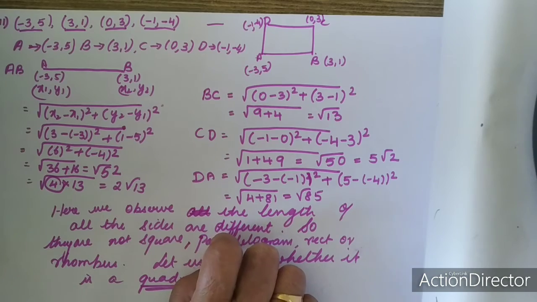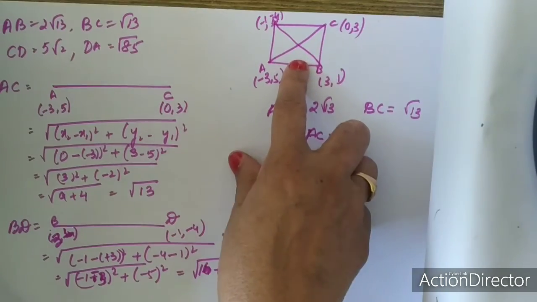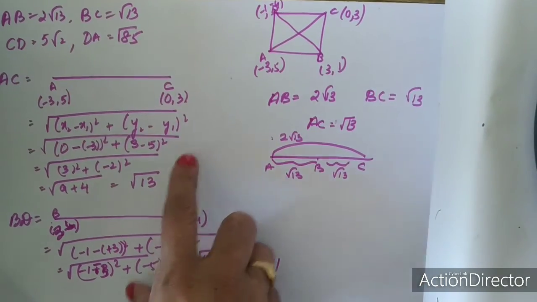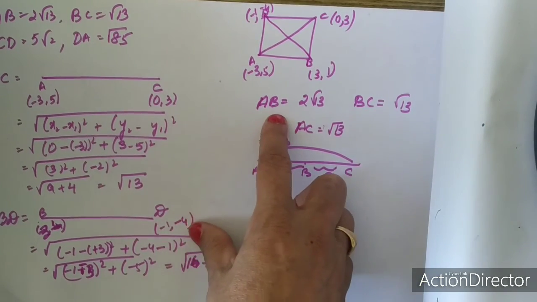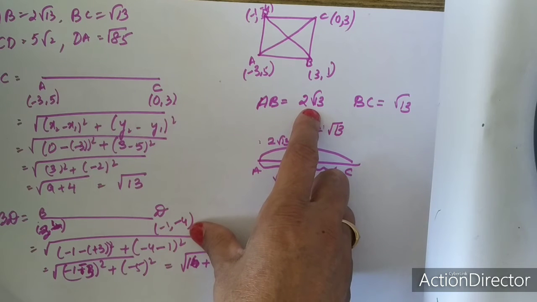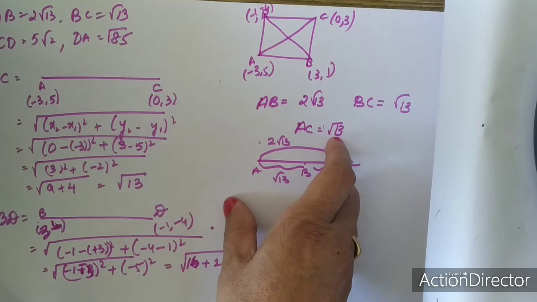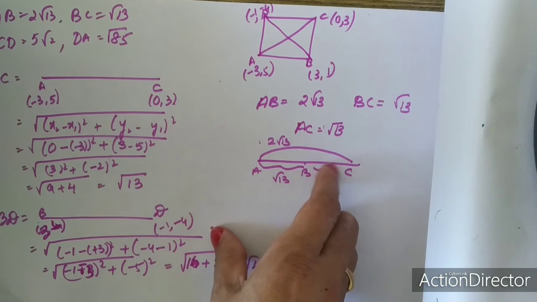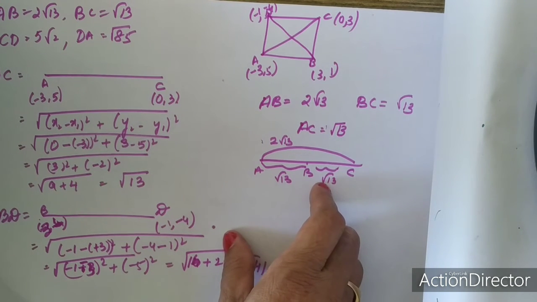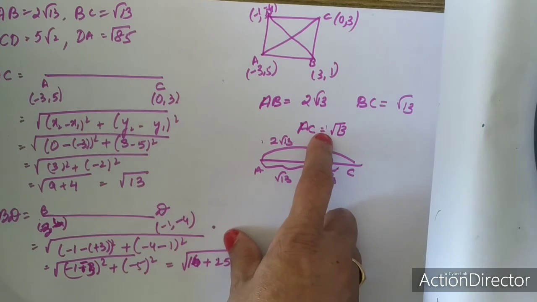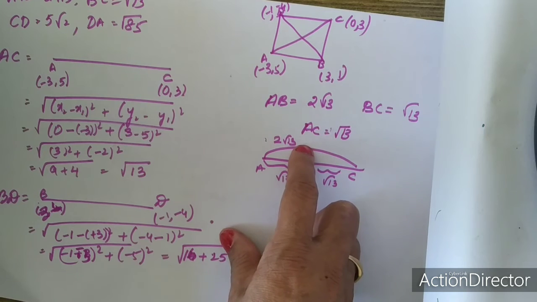Let us check the diagonals also now. After calculating the diagonals, I came to know AC is the diagonal over here. AC I got the answer as root 13 and BD I got the answer as root 14. But one more thing I observed: the distance of AB is 2 root 13, BC is root 13 and AC is also root 13. So when I calculated AB plus BC, that is AB is root 13, BC is also root 13, which is nothing but 2 root 13, and here AC is also equal to 2 root 13.